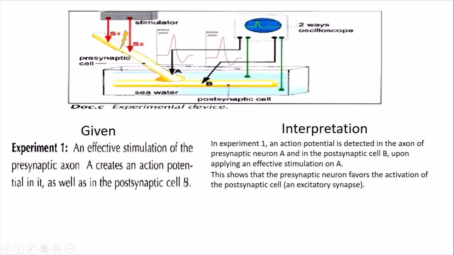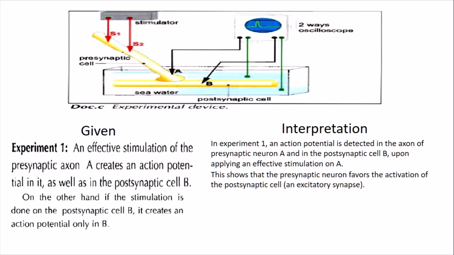There's another part of the experiment now. Let's see what they did next. They said, on the other hand, if the stimulation is done on the postsynaptic cell B, it creates an action potential only in B. So let's imagine the steps on the diagram here. We apply the stimulation on B. We record the result only in B. There's nothing on A. So first of all, the analysis. I'll give you a second to think about it.